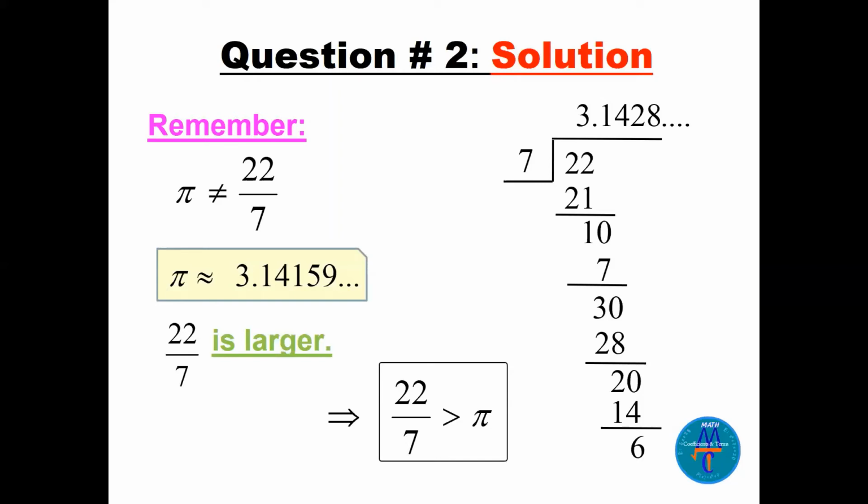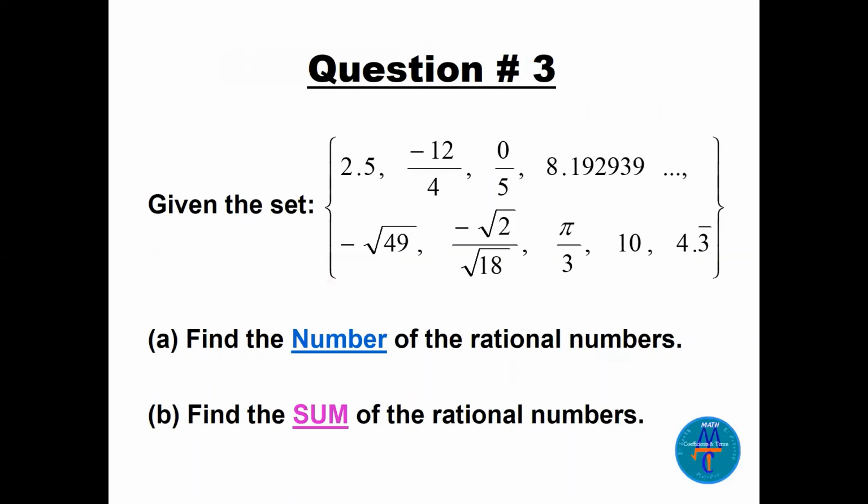If I divide simply here on the right side, 22/7 becomes 3.1428. So you can see 22/7 is a little greater than pi, because pi is 3.14159. 22/7 is 3.1428 something. You can continue. Let's see question number 3.